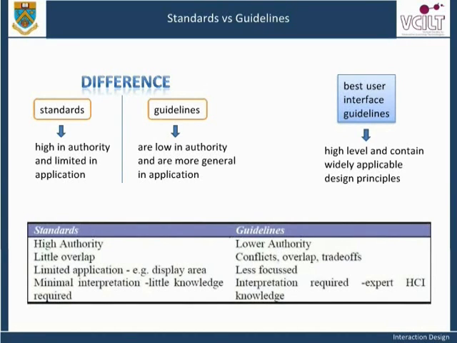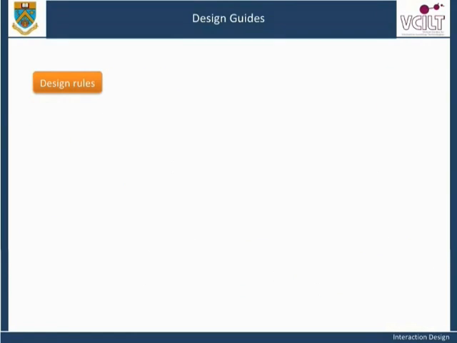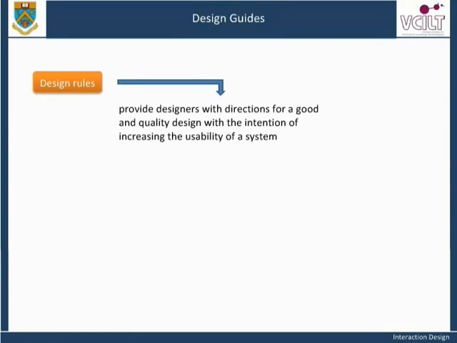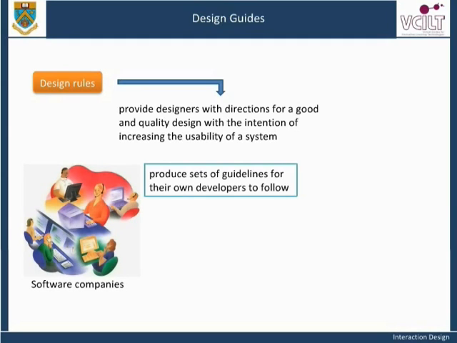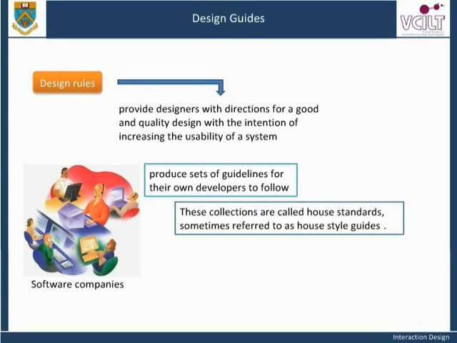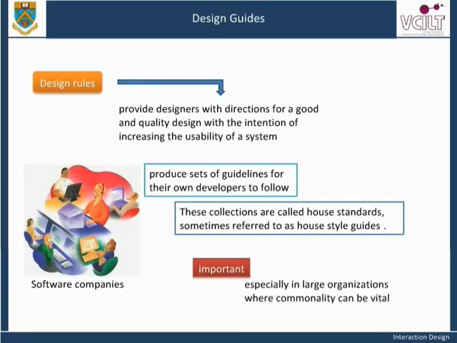See the diagram. Design rules, in the form of standards and guidelines, provide designers with directions for a good and quality design, with the intention of increasing the usability of a system. Software companies produce sets of guidelines for their own developers to follow. These collections are called house standards, sometimes referred to as house style guides. These are more important in industry, especially in large organizations where commonality can be vital.